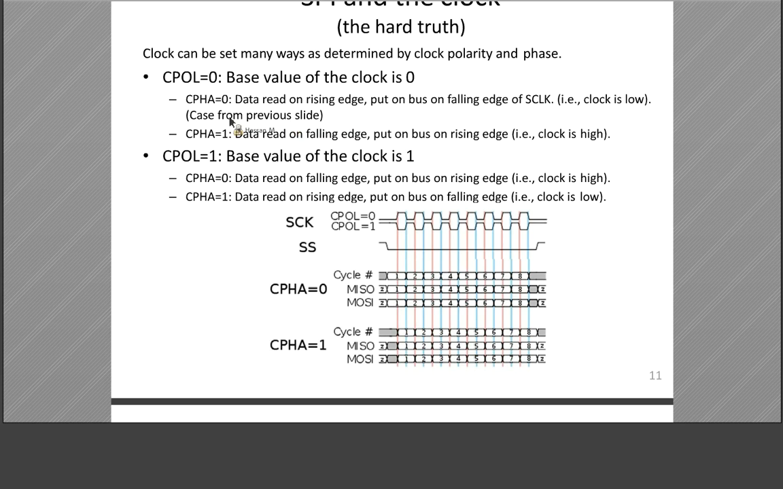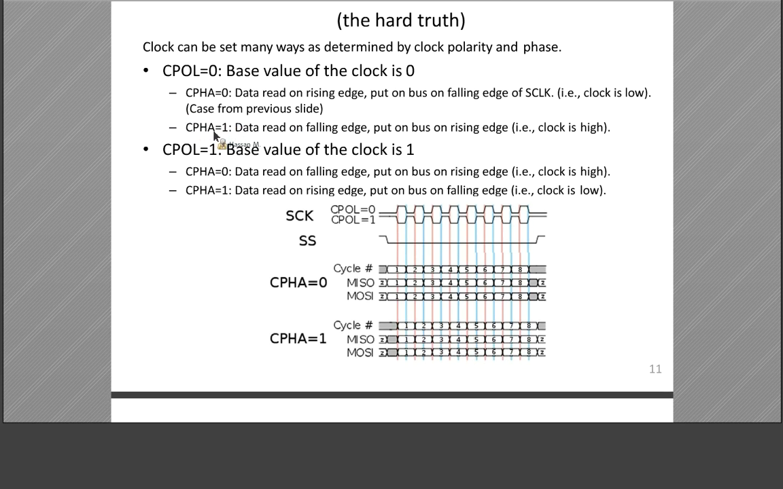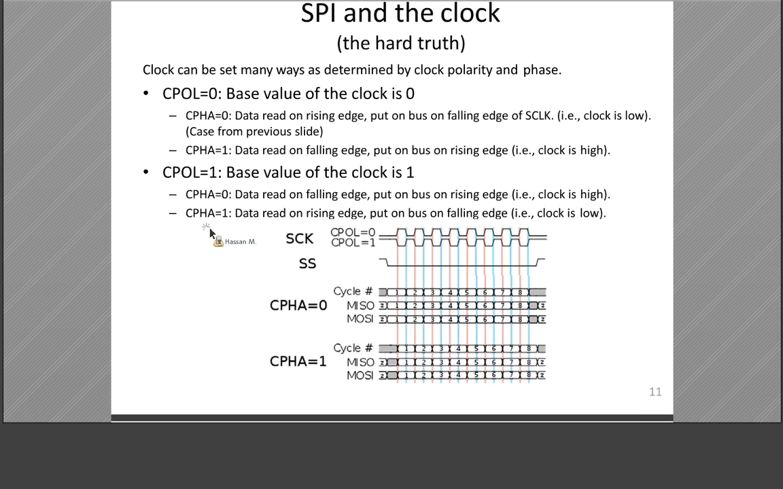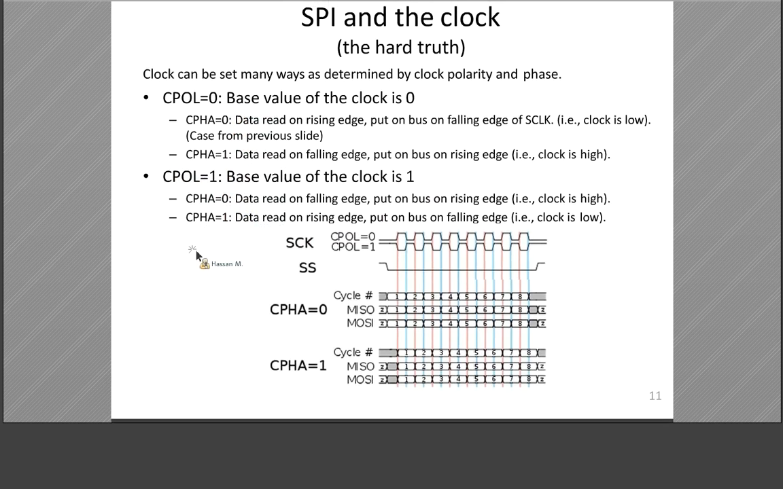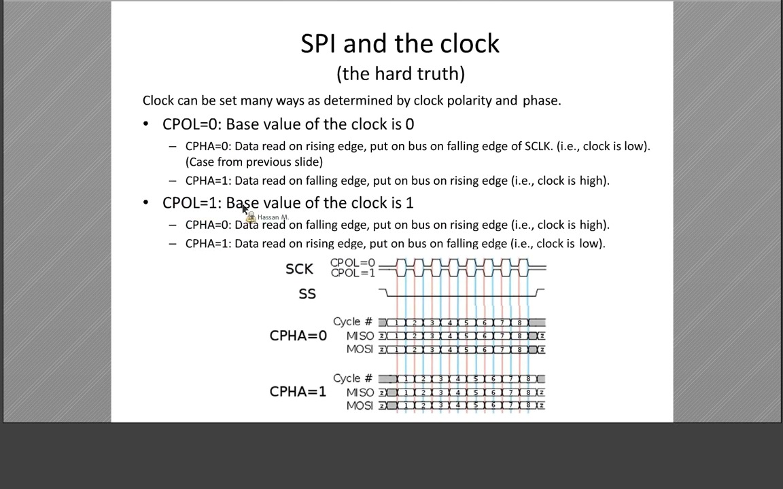That's right. But when CPHA, the clock phase, is 1, it is vice versa. Okay, data is read on the falling edge and put on the rising edge. Inverse of the previous slide. This is the inverse of the above. For example, when CPOL is 1, the base value of the clock is 1.